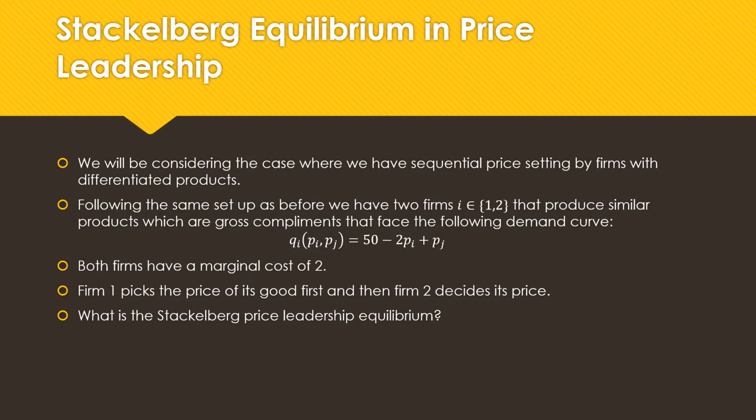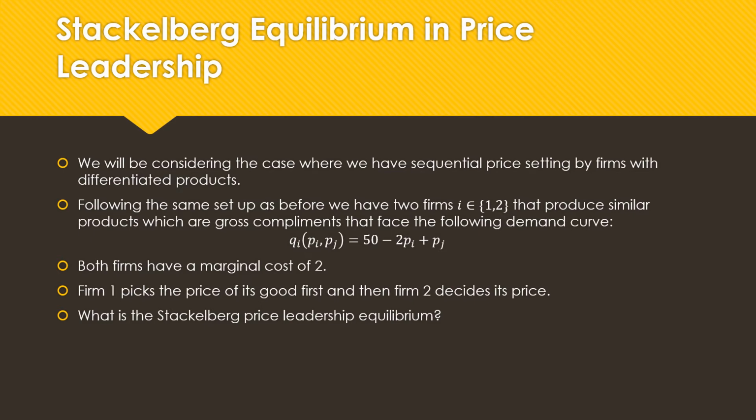We're going to denote with i being for firm 1 and firm 2, and that produce similar products where the products in question are gross complements and they face the following demand curve. Both firms will face a marginal cost of 1. Firm 1 picks the price of its good first, and then firm 2 best responds and decides its price. The question that we want to ask is, what is the Stackelberg price leadership equilibrium in this context?